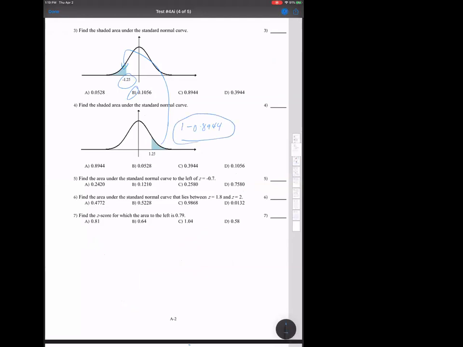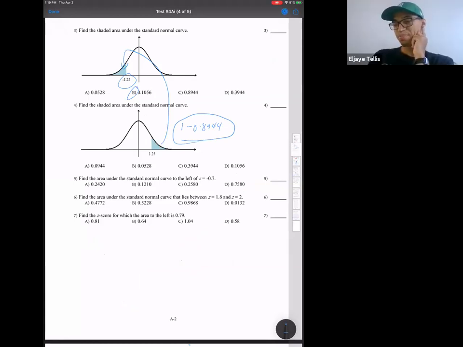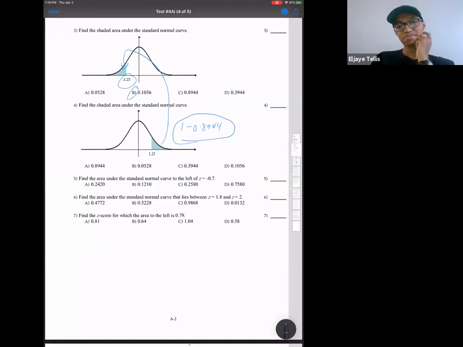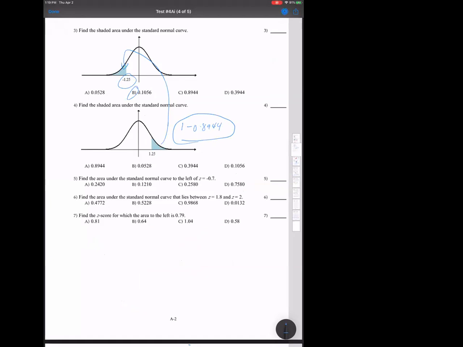Okay, so number 5. So in these answers, should I like print out a z table first? Oh no, you'll be given one on the test. It'll be a file you can open. Okay. So you'll have it. It'll be the one that you just saw right there, the same exact one.